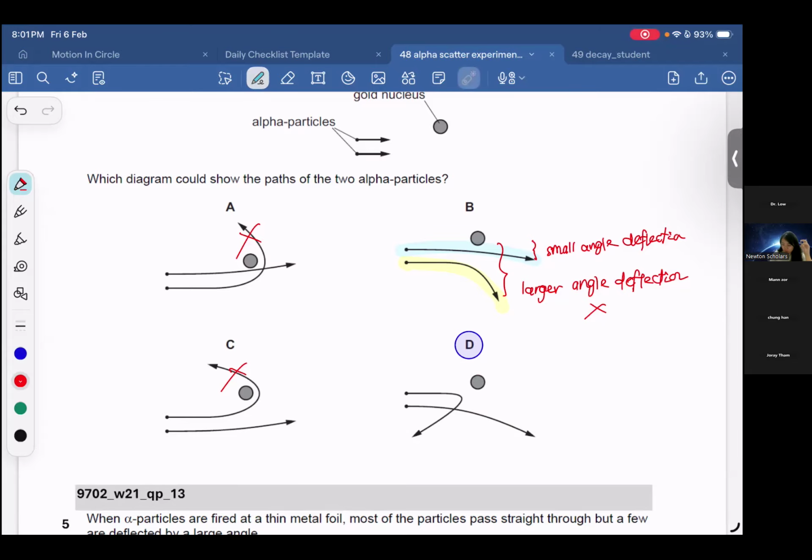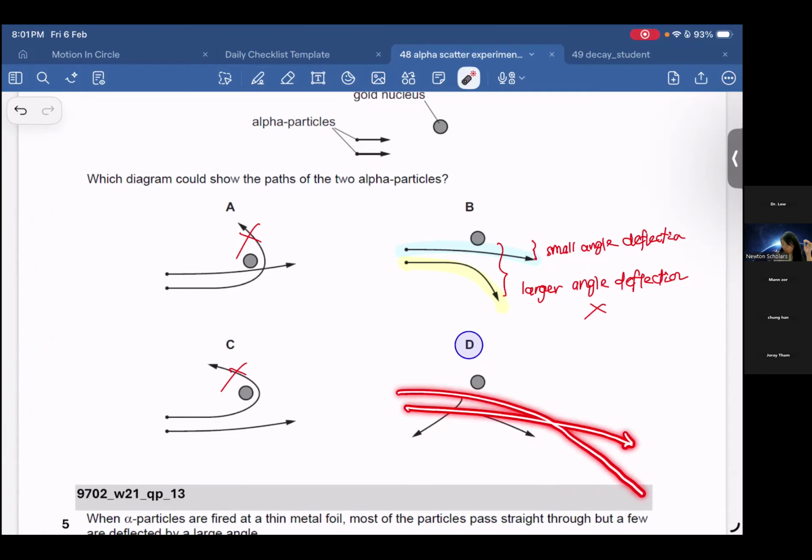You see, this one is near to the nucleus, so it will deflect with a greater angle, like this, or like this. Then this one will be a slightly smaller angle. This one okay, like this also okay. It will deflect with a bigger angle, and then further away, the path should have a smaller angle deflection.